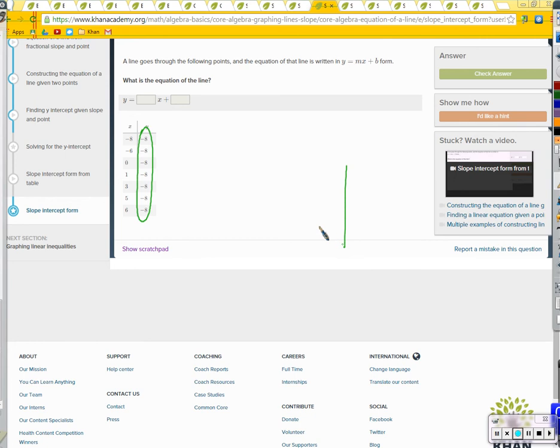If you were to just think about the graph, or graph it really roughly, negative 8, negative 8, let's say that's right there, negative 8, negative 8, negative 6, negative 8, 0, negative 8. In fact, what is that right there? X is 0, y is negative 8. That's the y-intercept. The y-intercept, by definition, is when x is 0.